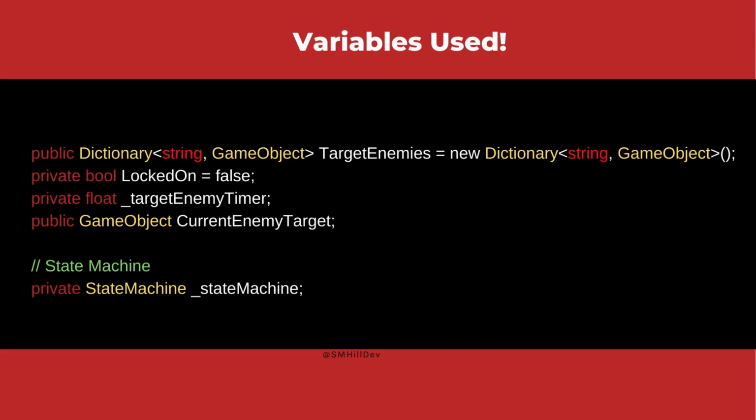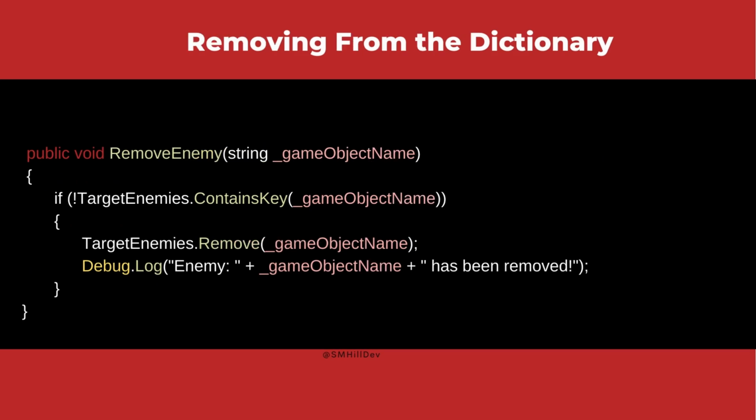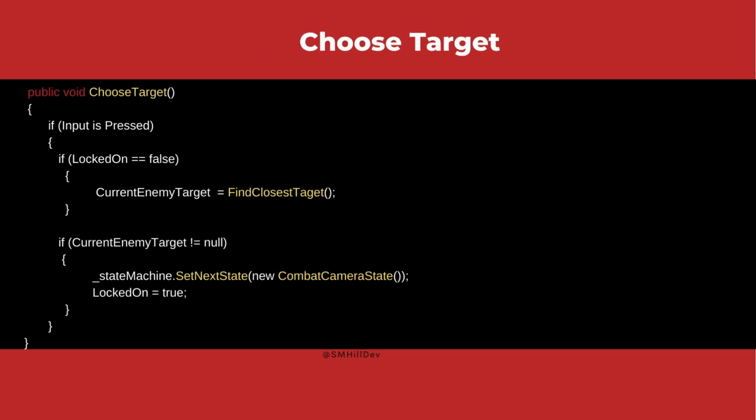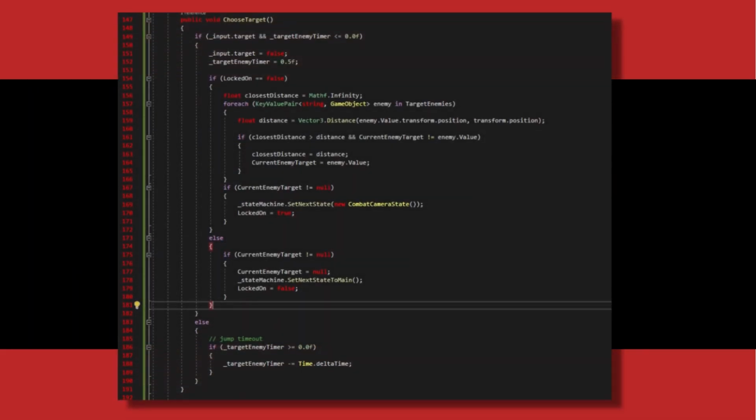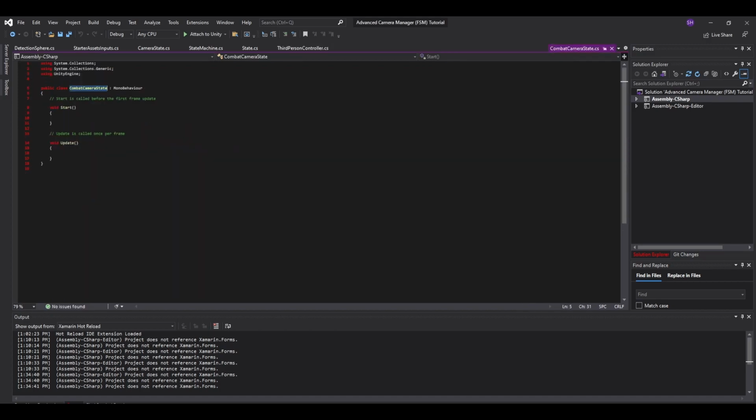Our targeting system is going to be incredibly simple and bare bones. We're going to hold this dictionary of targets that will be added and subtracted to via our detection sphere, which will add targets in the dictionary if we're within range and remove them if we're not. The most important function out of all this is going to be the choose target function, which essentially just takes the closest target to our player and sets it to the current target. If we find a target, we'll set our state machine to start playing the combat camera state, as well as if we hit the button again and we are already in that state, it will end that state and set us back to our main state. But not going to spend too much time on this. We're going to move on to our base camera state class, because this is what's important.